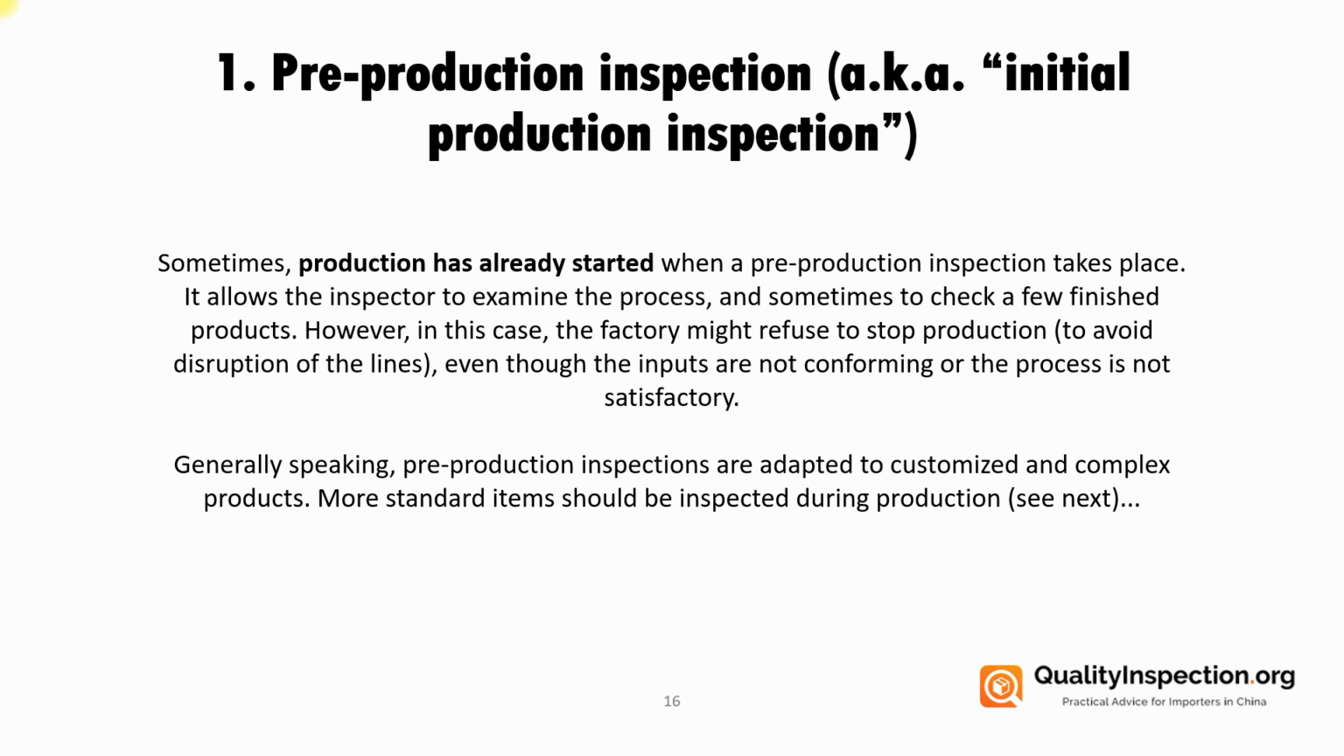If a pre-production inspection takes place when production has already started, this is also good because it allows the inspector to examine the process and sometimes check a few finished products. However, if there are some issues, the factory might refuse to stop production because that will cause huge disruption of the lines, even if the inspector finds that there are some non-conforming issues. Generally speaking, pre-production inspections are adapted to customized and complex products. If you're producing more standard items, inspection during production is probably more suitable, and we'll go on to that now.